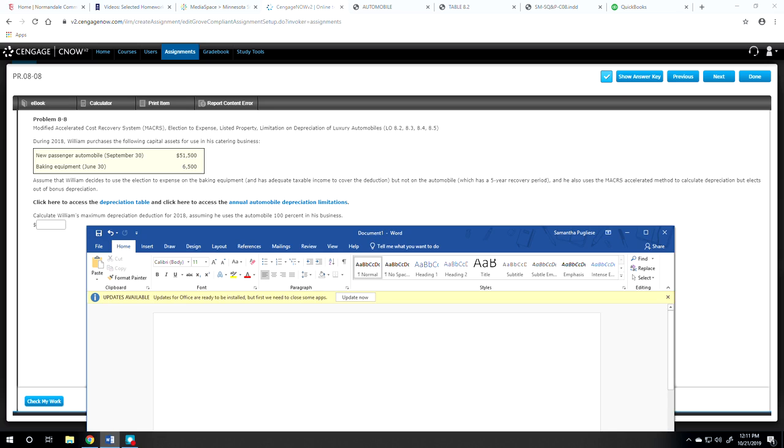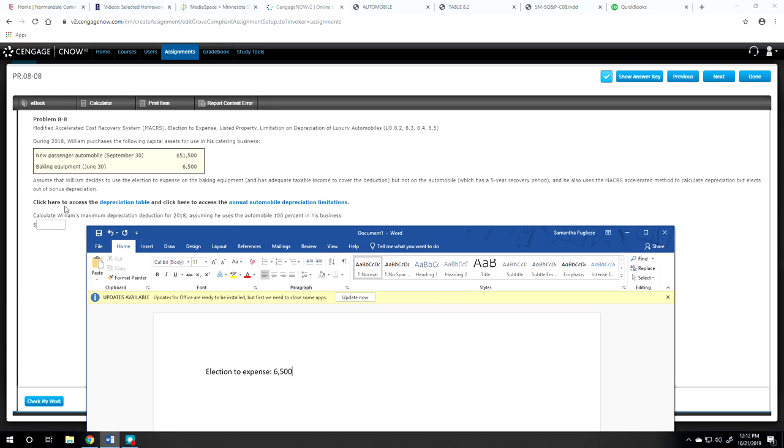So, first, we need to start with, so we're expensing, let me write that differently, election. He's expensing the $6,500 in the baking equipment. Okay, and then now we need to decide what's going to go on with this automobile. So we need to look at two different files here that are part of this problem.